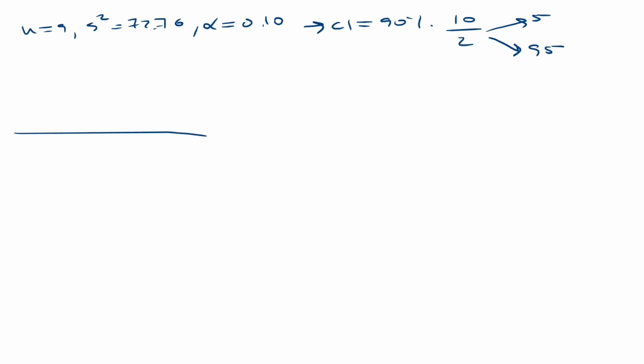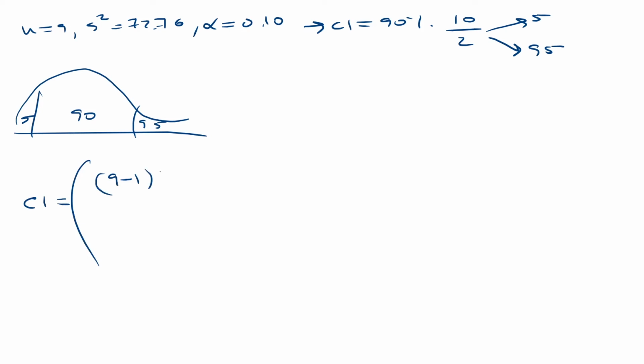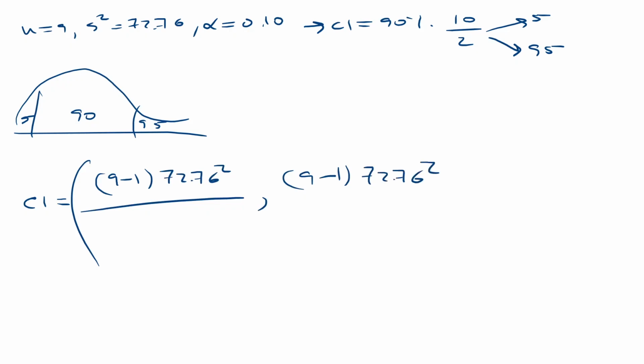So when we build a graph, we start with the middle part. We know that is 90%. The left part is 5, and the right part is 95. So when we build the confidence interval, we get the big brackets here, and it's 9 minus 1, times the sample variance squared, divided by, and then let's just get the top part first, and then 72.76 squared.